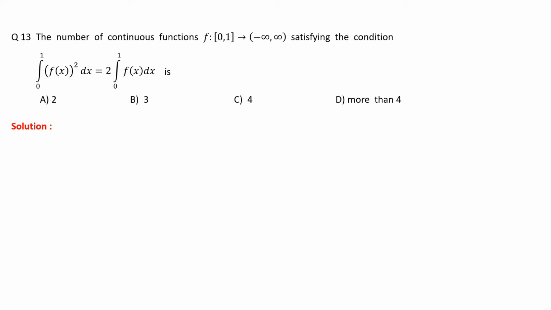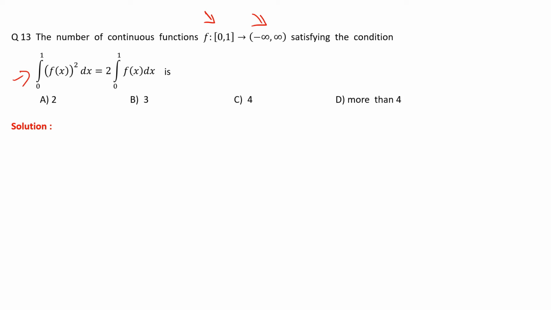Now students, this is also a nice problem. The question says the number of continuous functions f from closed 0 to 1 to open interval minus infinity to infinity satisfying the condition integral 0 to 1 f(x) whole square dx equal to 2 times integral 0 to 1 f(x) dx is. That means we have to find how many continuous functions can be there such that their domain is closed 0 to 1, range is capital R, and they satisfy this given equation.